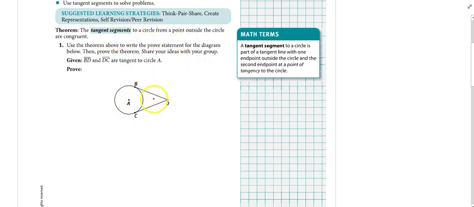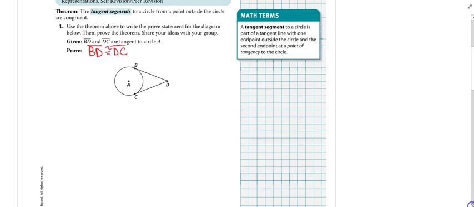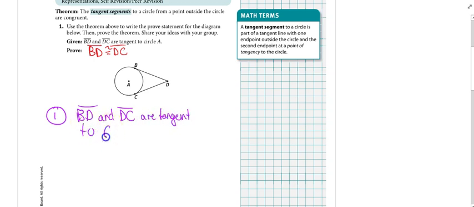So we have these tangent segments, BD and DC, and we want to prove BD is congruent to DC. That's our proof here. I'm going to do a two-column proof. You could do a flow chart or paragraph proof if you'd like. It doesn't matter. So the first thing we're going to start with is, like always, BD and DC are tangent. Given.